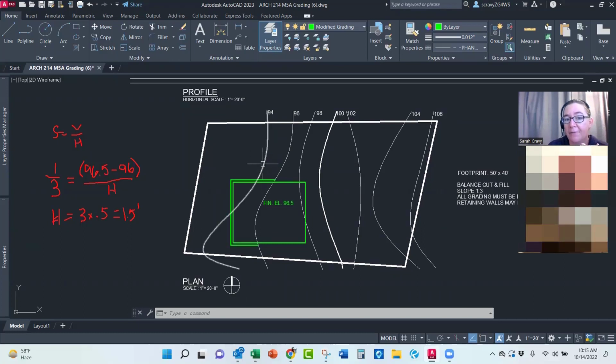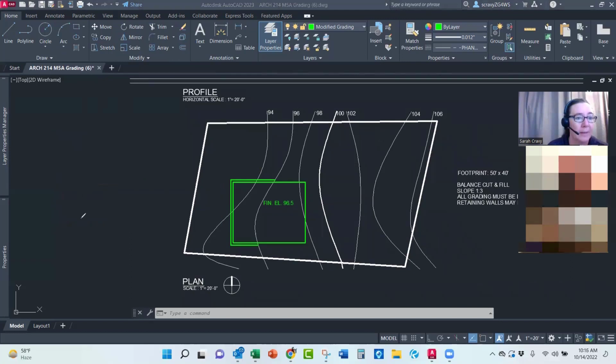We're going to modify the 94 contour line. We're going to fill in some area here, and intuitively, we know that it's going to do something like this. Oops, I cleared my other calculation. I didn't mean to, but that's okay. Now let's calculate how far away from the new 96 contour line the 94 contour line has to go.